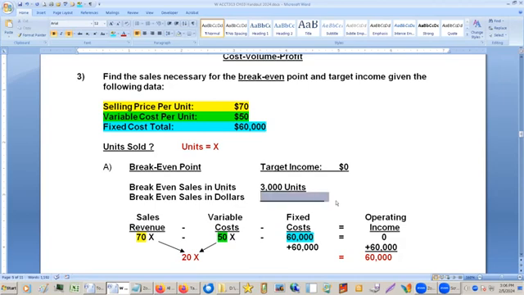So break even in sales dollars will look like this. The same 3,000 units times 70 equals some number. Not 21,000. I'm sorry. 210,000. Yeah. Okay, good.